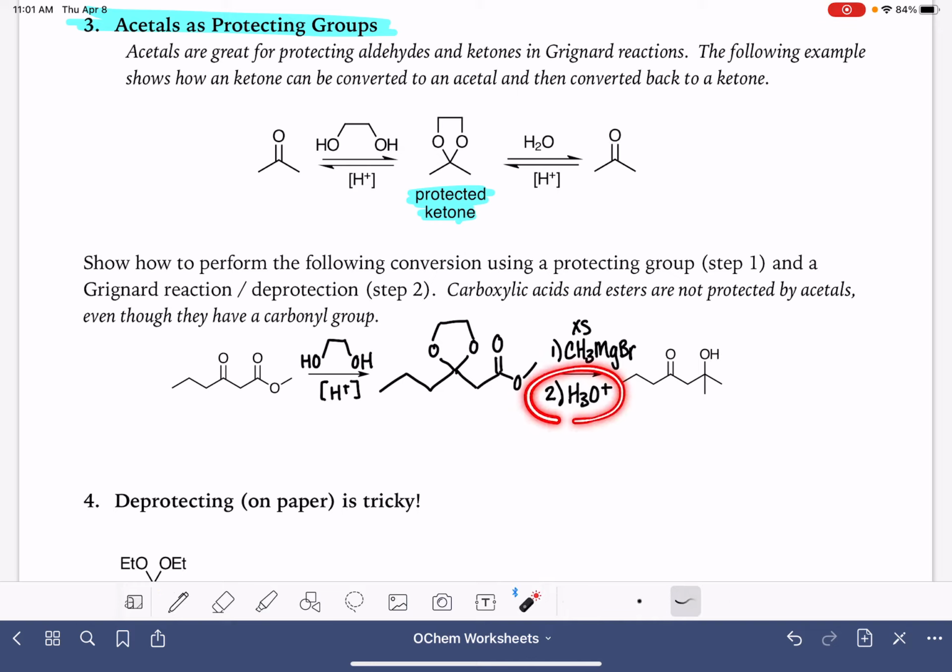The H3O+ is necessary for the second step of the Grignard reaction, and the H3O+ is also simultaneously going to deprotect our ketone. So all at once, this H3O+ is going to finish the Grignard reaction and convert the acetal back into a ketone. So that's pretty handy.